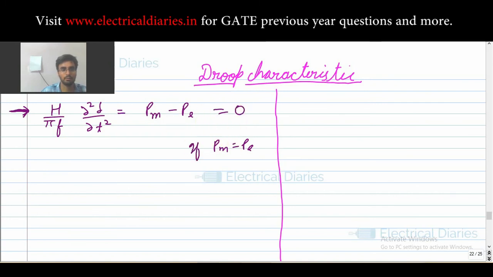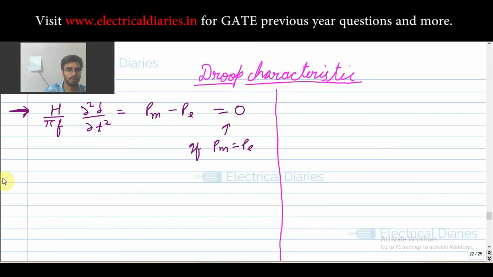Okay, so in that case this will be equal to 0. If Pm equal to Pe, then this whole term will be equal to 0, and del square delta by del T square gives the rotor acceleration. Okay, so the rotor acceleration will be 0. So the rotor will move without any fluctuations. Okay, more insight I will give you in some video on the swing equation, but for now you just take this much. Okay, so if Pm is equal to P, then this will be equal to 0. So that is a stable operating condition.